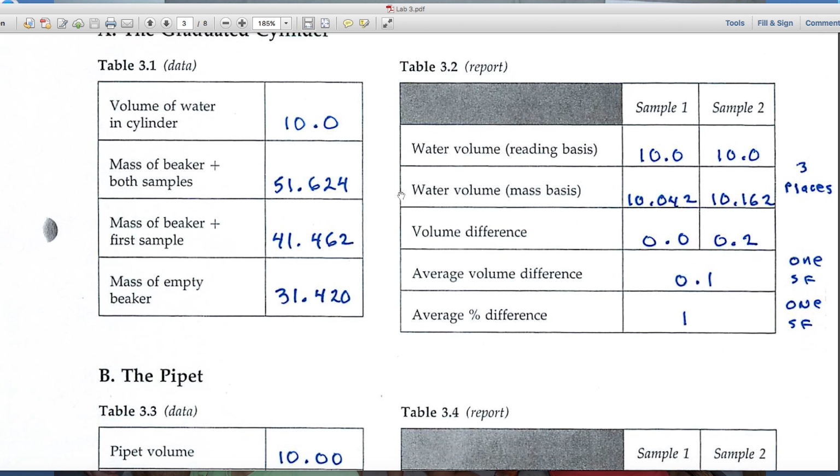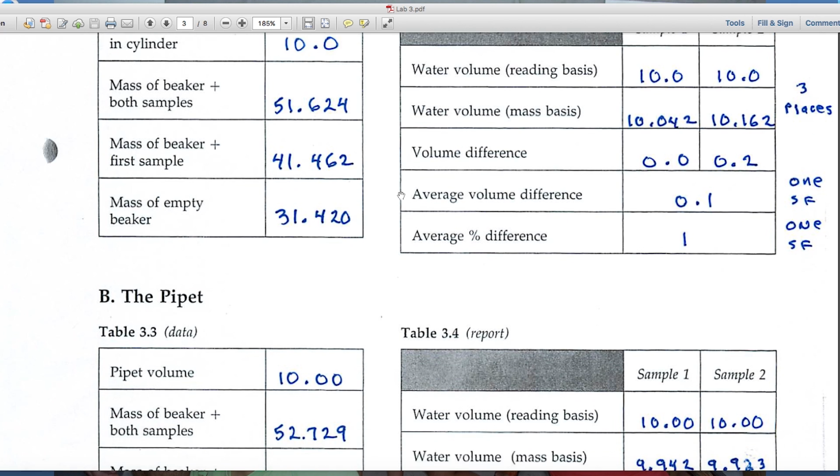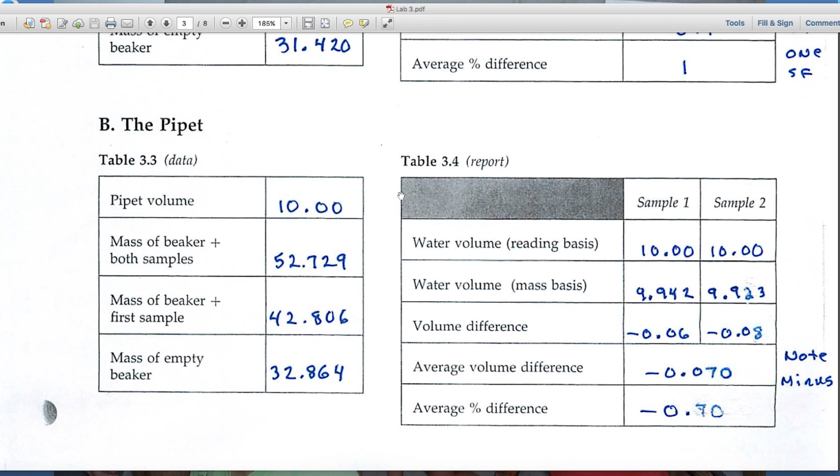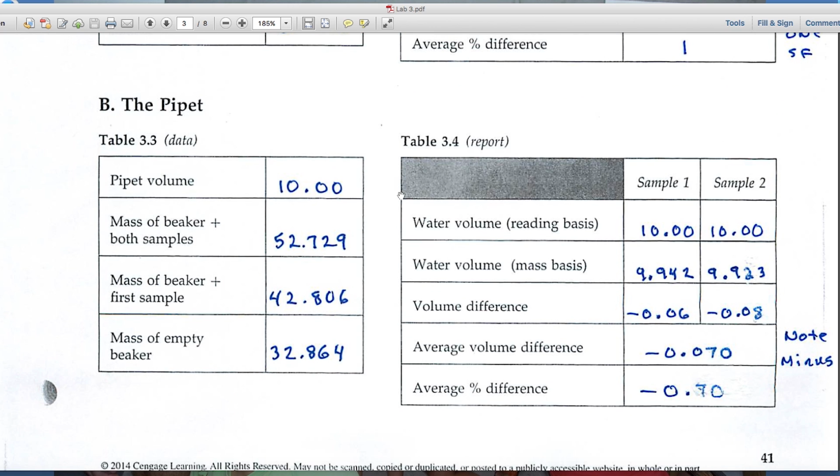Let's look at part B. Here we're using the pipette. The pipette has only one marking, not like the graduated cylinder, which has a series of markings. And so we rely on the manufacturer to tell us the accuracy of the pipette. And the manufacturer says that we can record to the 100th. So you'll record 10.00 milliliters for the pipette volume.